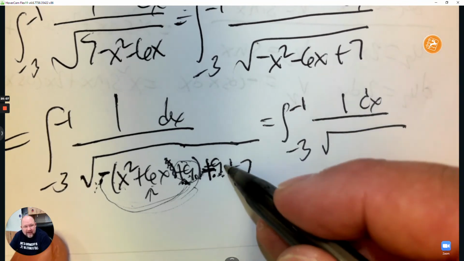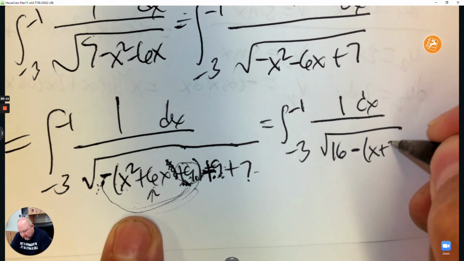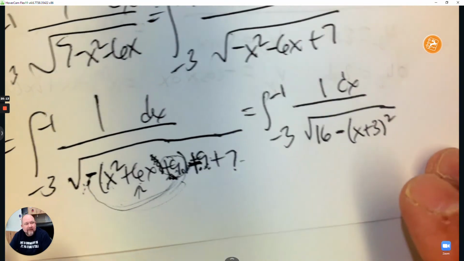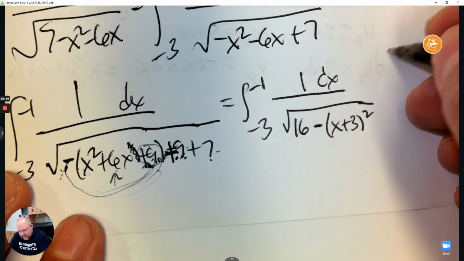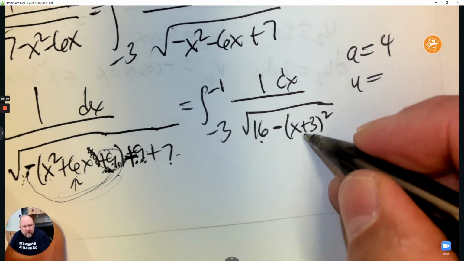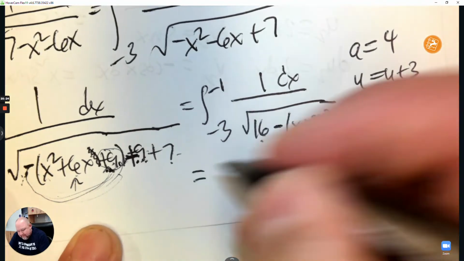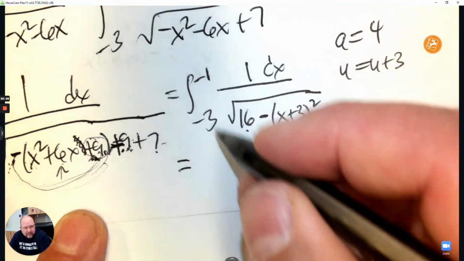Now I'm going to rearrange it. 9 plus 7 is 16. And then to complete the square is x plus 3 squared. Now we're there. A is the square root of 16. U is the square root of x plus 3 squared, which is x plus 3. And now I got the rule, and then I need room to plug in at the end.